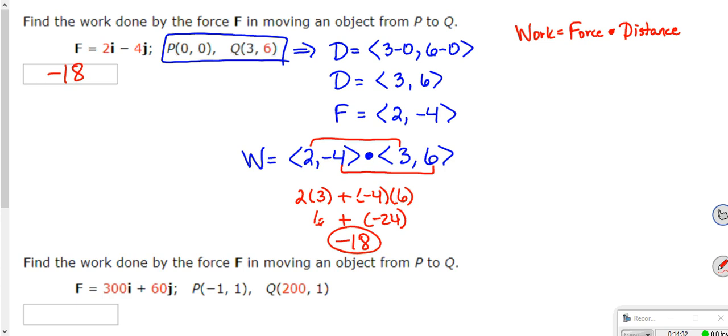Okay, work equals force times distance. And again, when I say times, when we're talking vectors, that's a dot product. That's how we multiply vectors.